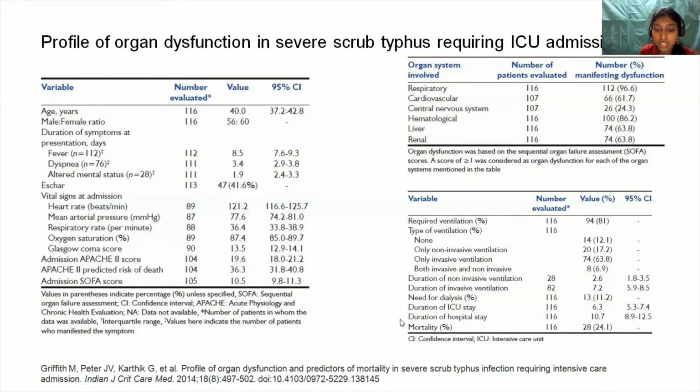This is a study which was done in CMC, in the ICU, which looked at the profile of organ dysfunction in severe scrub typhus patients. So the mean APACHE II score was 19.6, and the predicted mortality based on the APACHE II score was 36.3%. The most common organ system involved was the respiratory system, followed by the hematological system, and the liver and kidneys are also involved. 81% of the patients required ventilation, and the mean duration of ICU stay was around 6.3 days, and 24.1% was the mortality in this study.